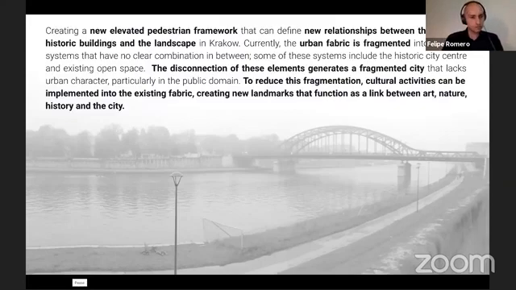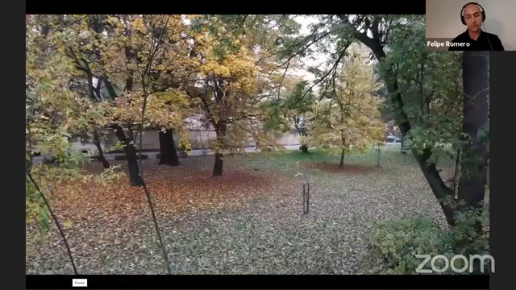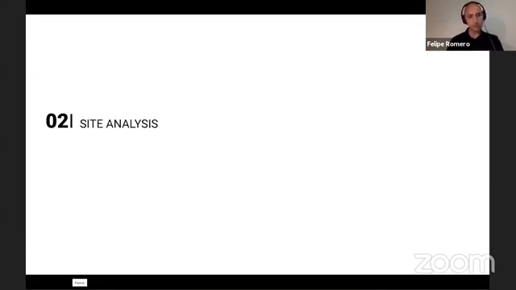We want to generate a new elevated pedestrian framework and define new relationships between the existing historic buildings and the landscape in Krakow. Our site is located in Krakow, next to the Vistula River and next to the historic center. As you can see, the site has a significant amount of trees, but it lacks street activation and different uses.